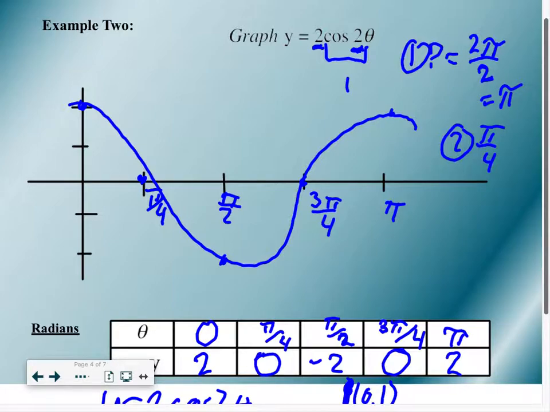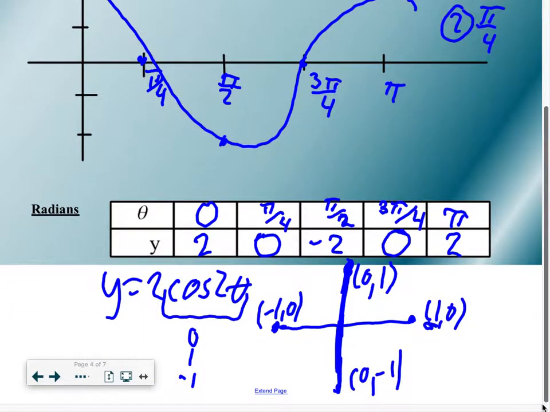Okay, so for pi over 4, how we got 0, can we go over that one more time? Pi over 4 goes in right here. First thing you have to do is times it by 2. So what replaces this is pi over 2. Cosine of pi over 2 is 0. 0 times 2, still 0.